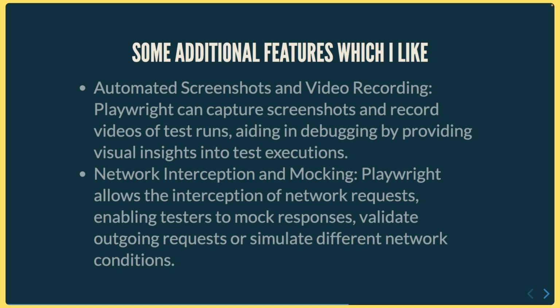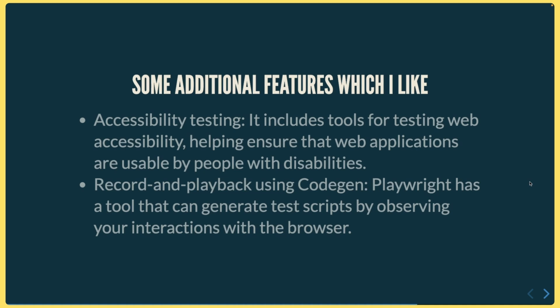Network interception and mocking. You can throttle your network speed, simulate different network types like 3G, 4G, especially useful for mobile browser testing. You can also modify network scripts and simulate various network conditions. Accessibility testing. Playwright includes tool for accessibility testing, which you can utilize for this purpose. Record and playback. Playwright includes a tool that can generate test scripts by observing your interactions with the browsers.